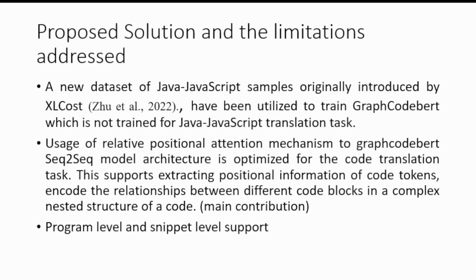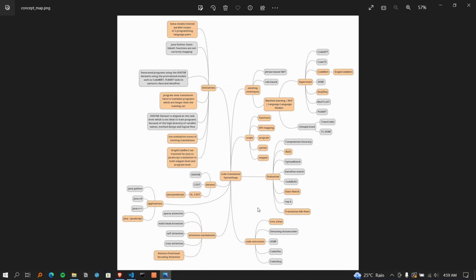And finally, it supports both program level and snippet level translations. That is because the dataset that I used is a combined dataset of programs and snippets. Okay, now I will explain my project using this concept map that I created.